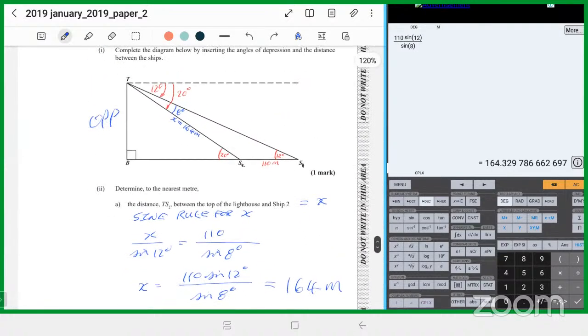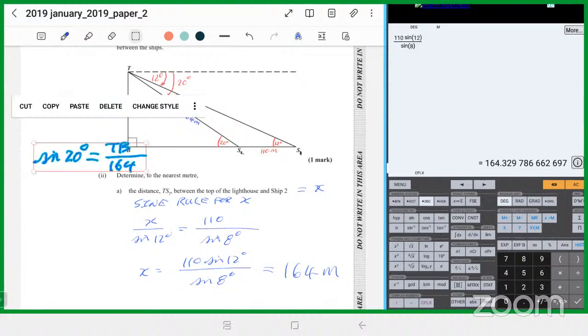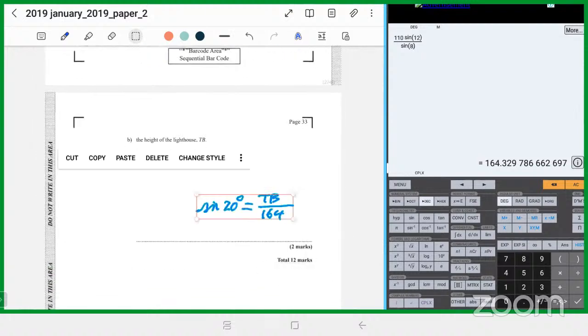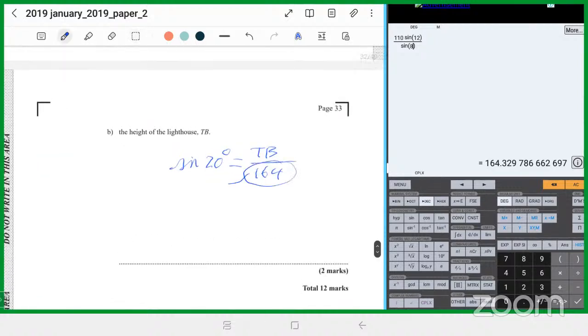All right, let me write it here since it's on the screen. I'm going to say sine of 20 degrees equals the opposite side, which is TB, over the hypotenuse, which is 164. All right, let's start there. Let's move this down and work with that right here. If you want to find TB, you take the 164 and multiply it across here. So you're going to get TB equals 164 sine of 20 degrees.